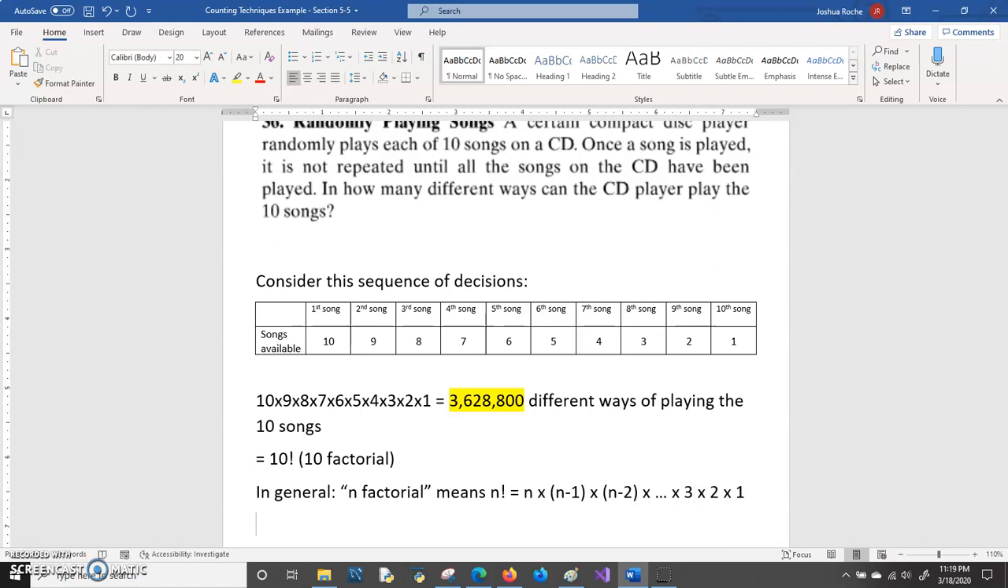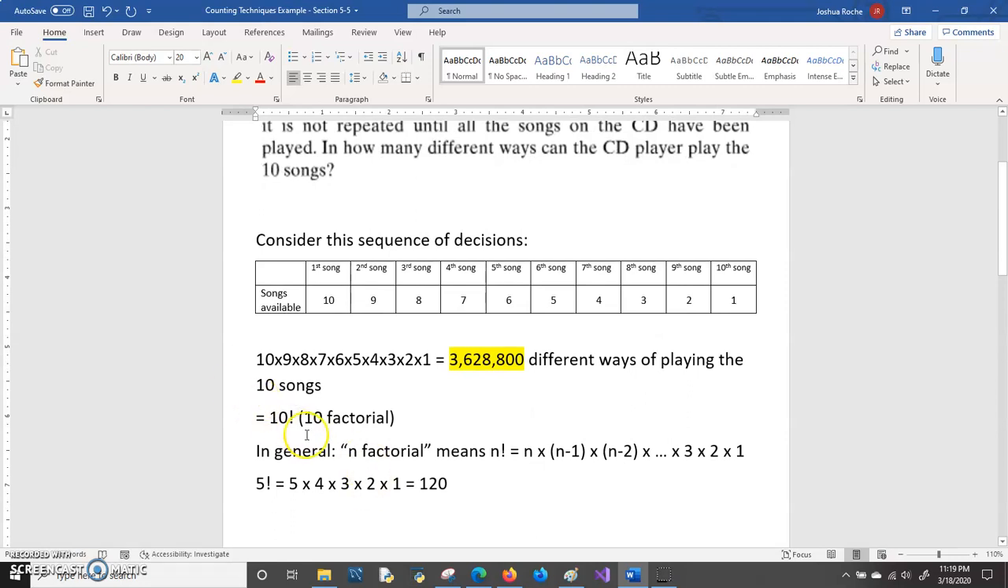So for example, 5 factorial would be 5 times 4 times 3 times 2 times 1, which is 120. So factorials come up later in the semester, and it's just good to be aware that if you see those symbols, that's all that it means. It means that you multiply that number times every number below it until you get to 1.